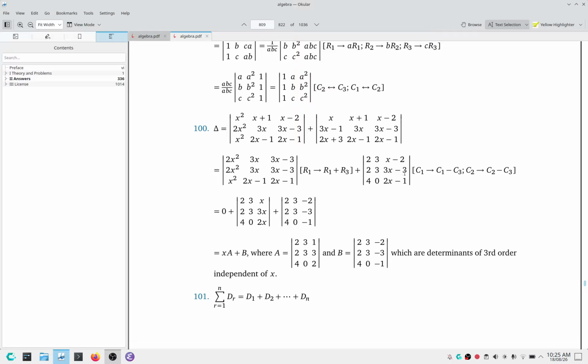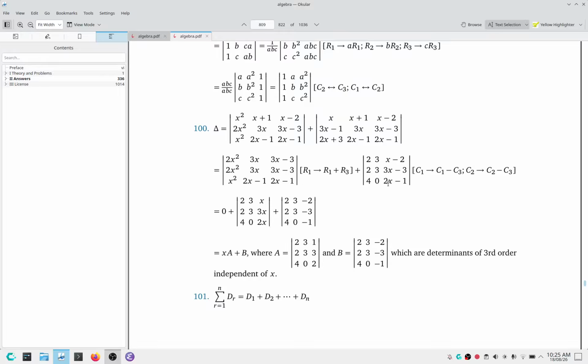Now the second determinant, what we do is column 1 is equal to column 1 minus column 3. Column 2 is equal to column 2 minus column 3. We get 2, 3x minus 2, 2, 3, 3x minus 3, 4, 0, 2x minus 1. And then we expand this determinant by splitting the third column.